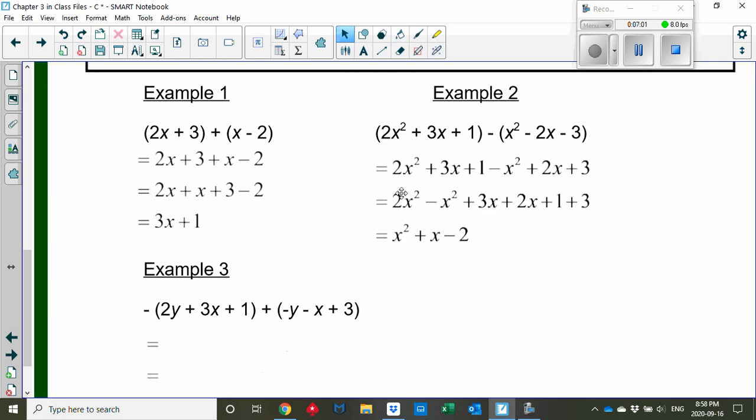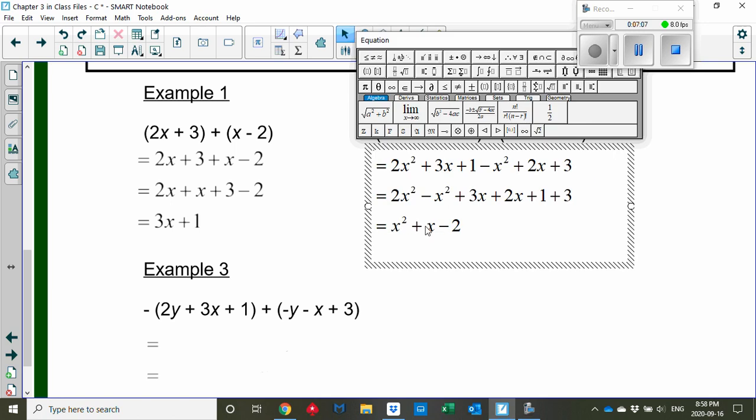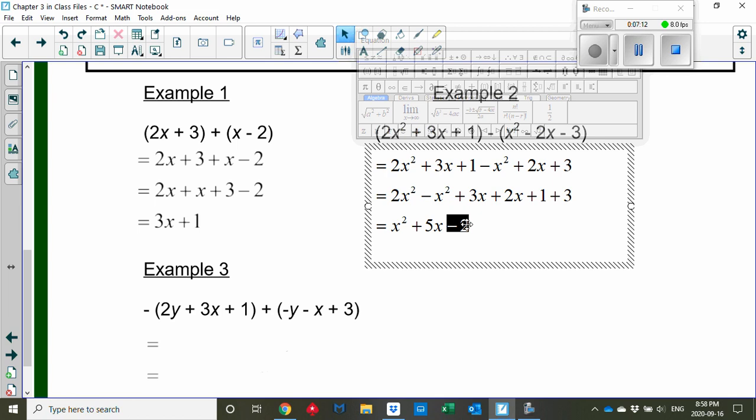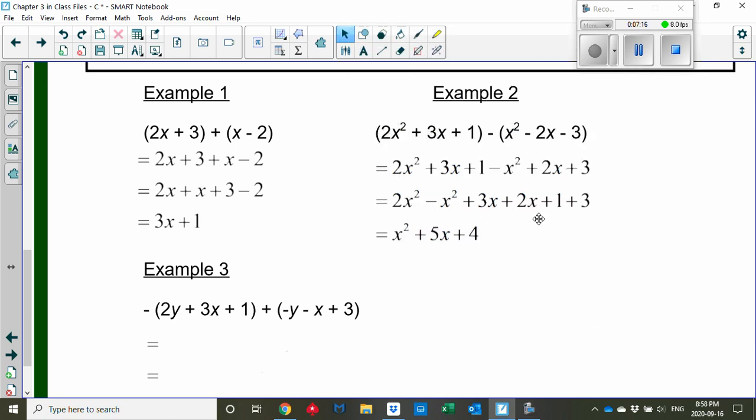And when I solve each of these, 2x squareds take away an x squared is an x squared. 3x's plus 2x's is in fact 5x's. And 1 plus 3 is a +4. And we're done. So again, this negative says you change, and you change. All three signs changed inside that bracket.